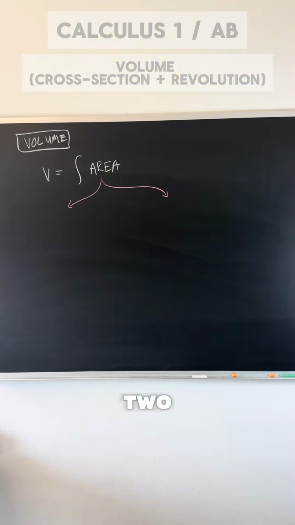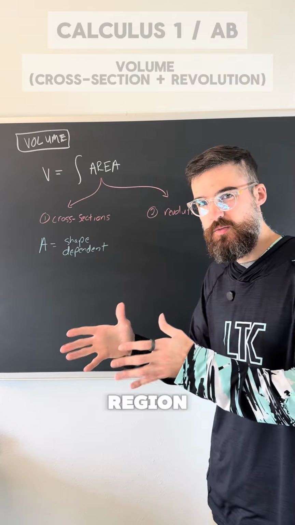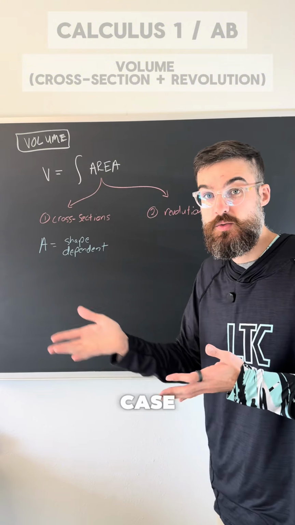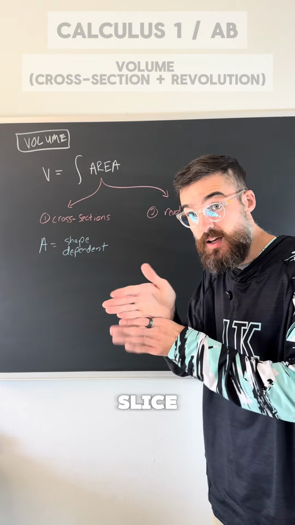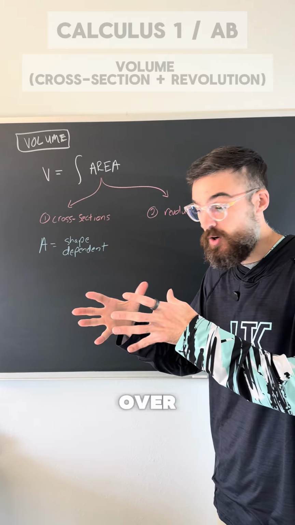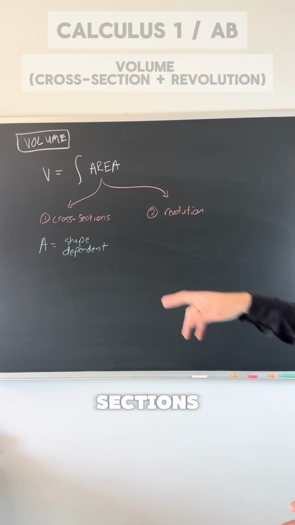This leads us into the two ways in which we find the volume of a region. The first is via cross-sections, and the second is via revolution. In the case of cross-sections, what we would do is take the region that we want and slice it using a specific shape. So in our case with the textbook, we would have a slice that was a rectangle, and we would add up all of those slices over the region to produce the full shape. That's what we would do with cross-sections.